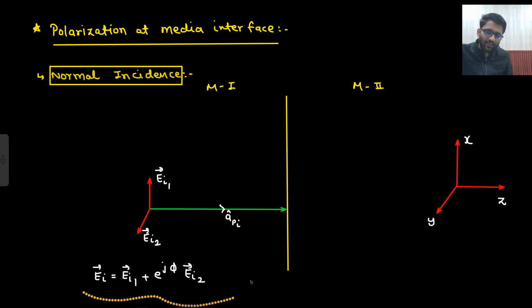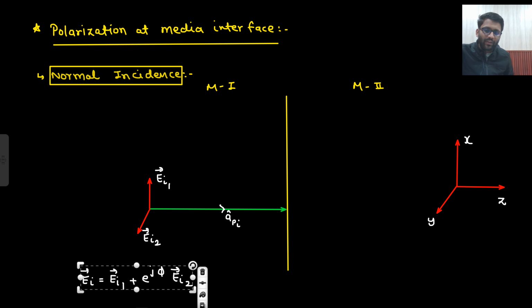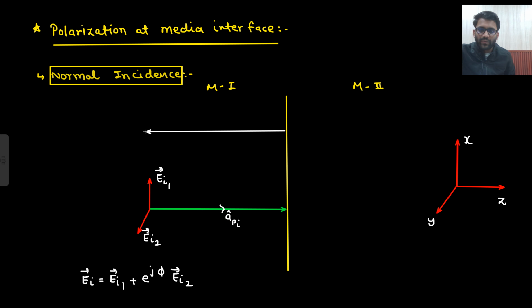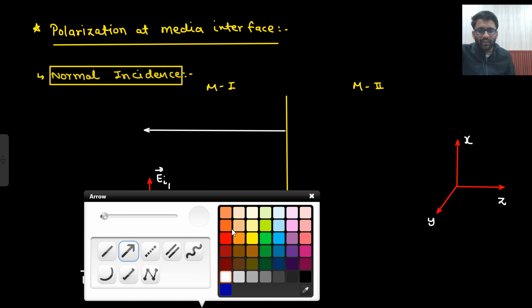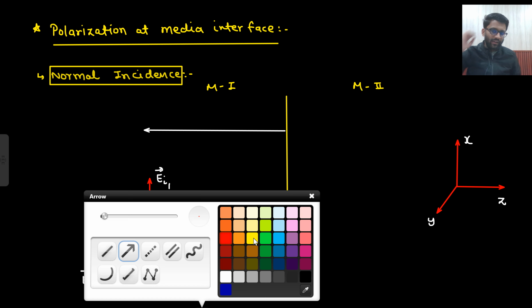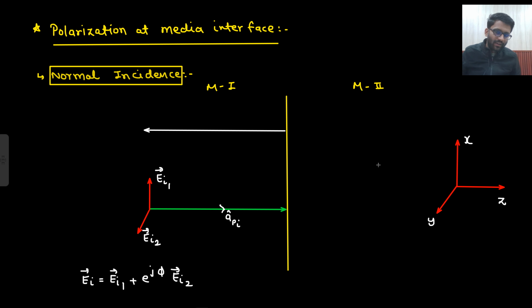So this is your incident field. Now, what will happen? There will be some reflections. So this wave will be reflected back. Now this wave will have two components as well. What the direction of those components will be, I am not writing down. And this wave will be transmitted as well. So this is the transmitted wave. So this I am writing, APR, sorry, and APT.